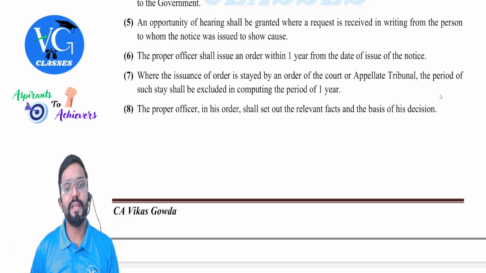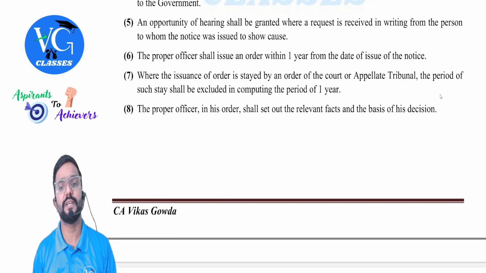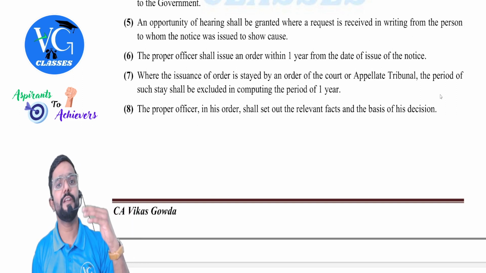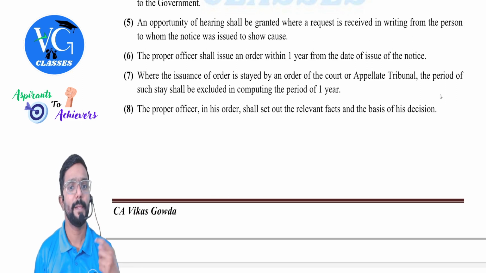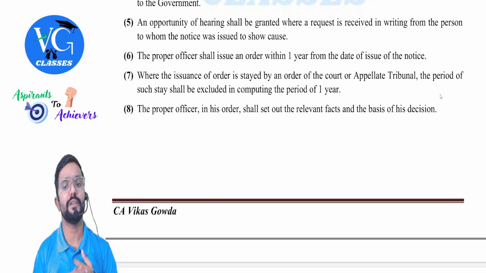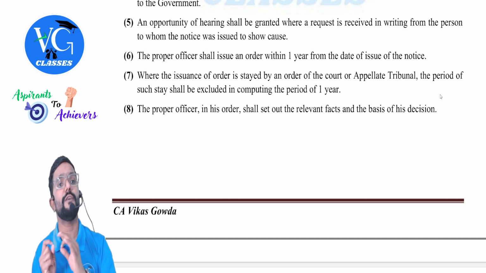Subsection 5. An opportunity of hearing shall be granted where a request is received in writing from a person to whom the notice was issued to show cause. Okay. Anyway, notice will be given. Will we give an opportunity for the registered person to explain himself? Yes. The proper officer shall issue an order within 1 year from the date of issuance of notice.